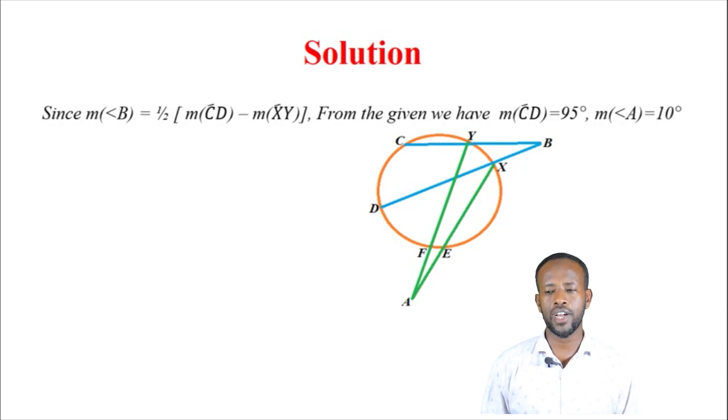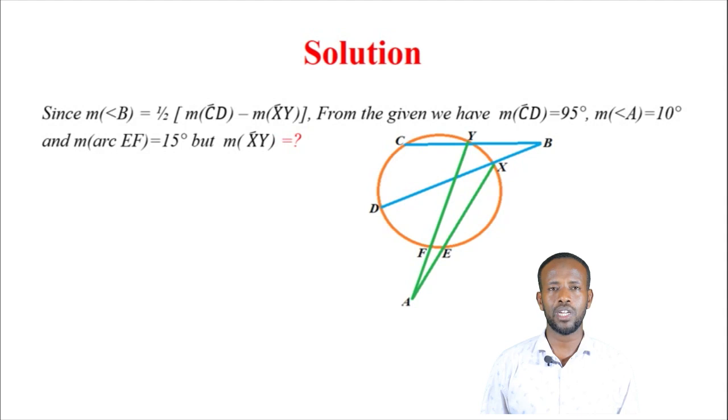Also we have measure of angle A. Angle A is found from where? Outside the circle. It is 10 degree. Again, we have measure of arc EF, which is equal to 15 degree. But we don't have what? Measure of arc XY. To find the angle B, we need to find what? We should have to know arc XY.